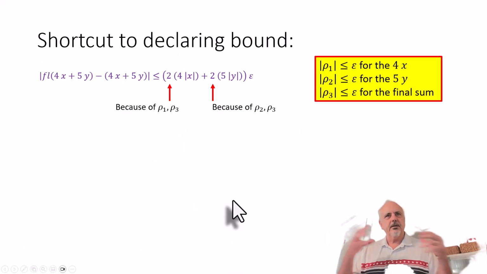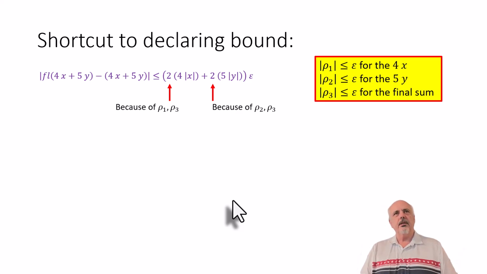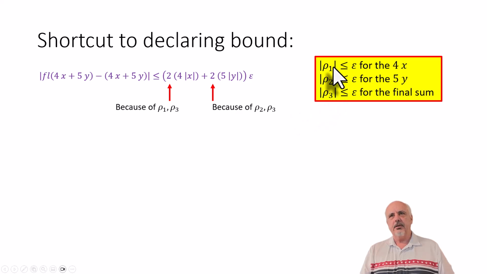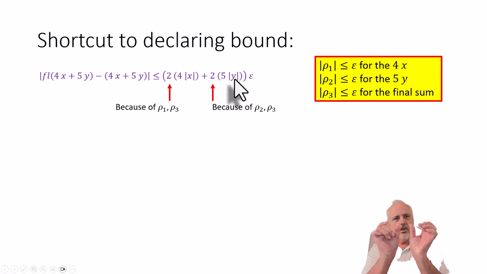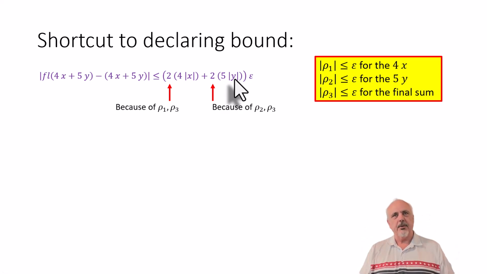Okay, so I wanted to get you thinking that there is a little bit of a shortcut to declaring the bound, and it comes back to having a good understanding of the operations and the sequence of operations. So here, the first thing we did was multiply 4 times x. The second thing we did is multiply 5 times y, and then we sum those two terms. So that's why this looks a little bit symmetric here. There's 2's in both places times the original two factor pairs that we had.